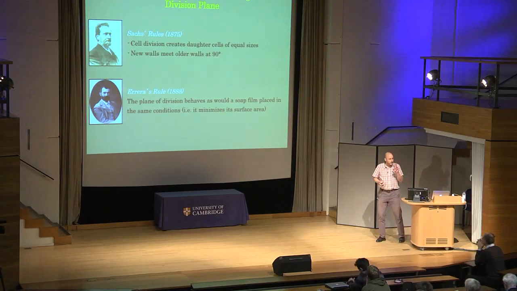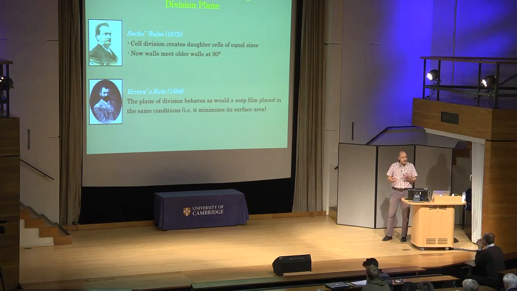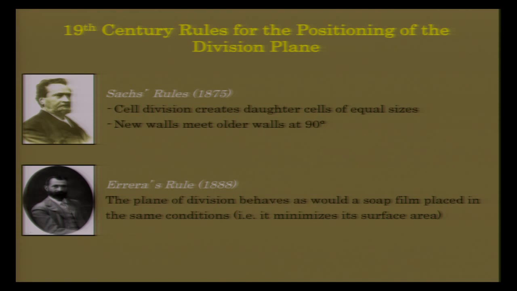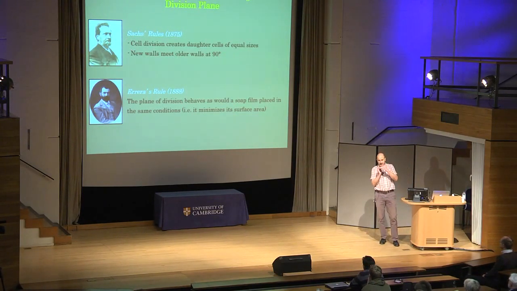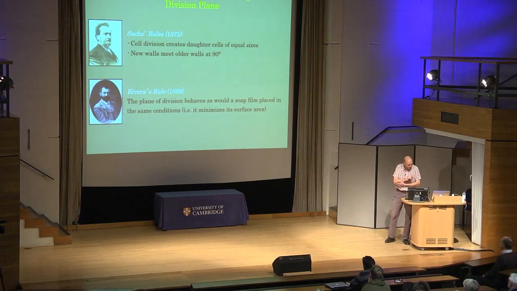So, in fact, it looks as if there are two rules, and the third rule is a consequence of the two rules. There is Errera's rule that tells us that we want to minimize the area or the length of the dividing wall. And then there is this first rule by Hertwig that tells us that there is an area constraint. And by solving this problem, we also find at the same time that the walls ought to meet at 90 degrees with the outer perimeter of the cell.